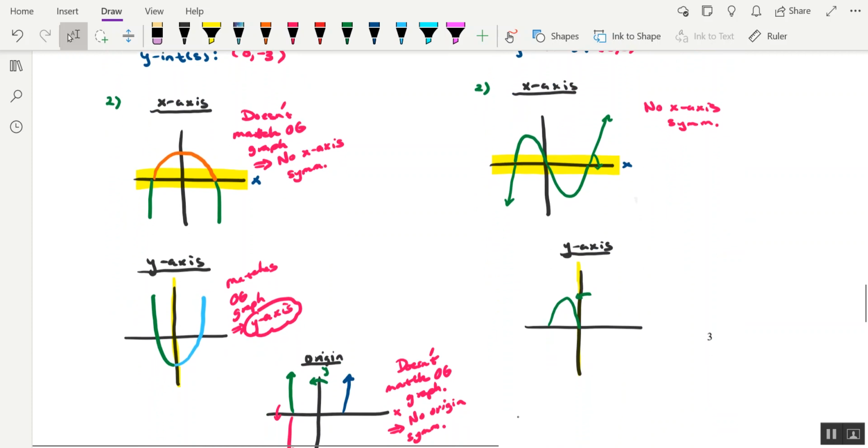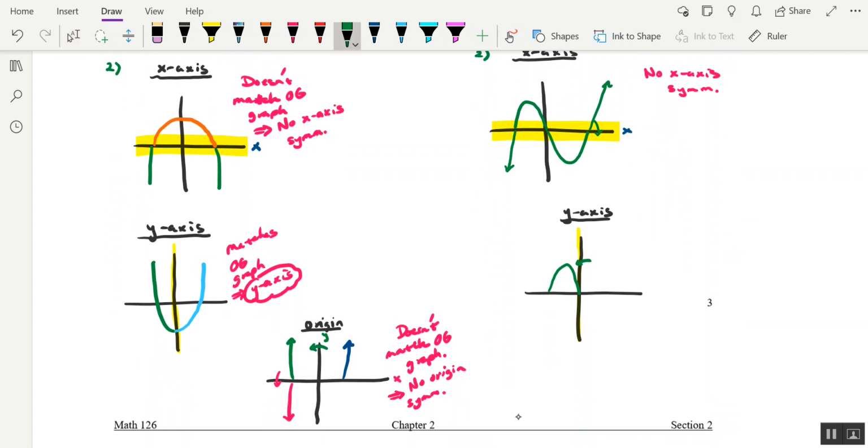But just for the sake of completion, I'll draw the rest of the graph upon reflecting it across the y-axis. And our final graph would not match the original version of the graph, so we can conclude that there's no y-axis symmetry.